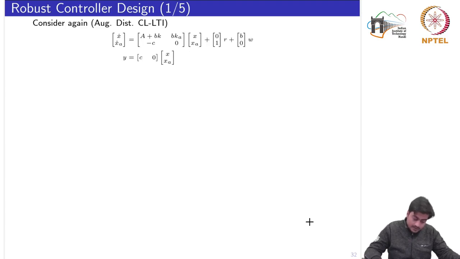Okay, so now we'll discuss the results we have obtained from this lemma. Over the next 5 slides, we will carry out the design of the robust controller. So consider again the augmented disturbed closed loop LTI system, where we have obtained this A, B, and the rest of the matrices associated with the state, the reference signal, and the disturbance signal by substituting the control law. The control law, if you recall, is given by u = Kx + K_k ξ.